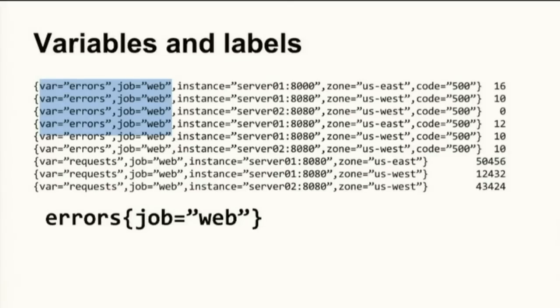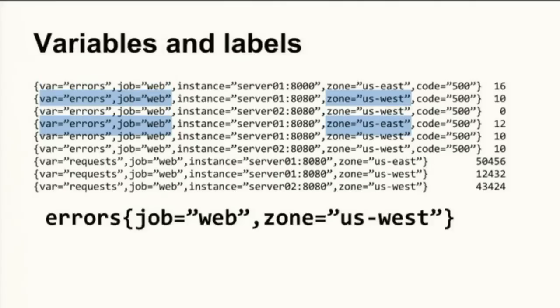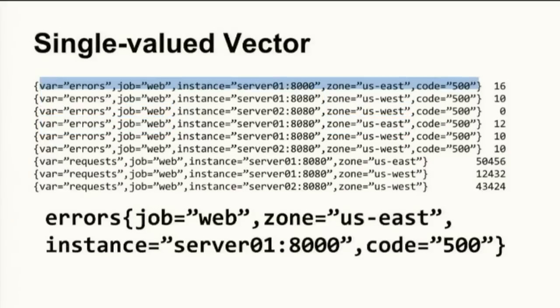But you can see how that expression matches a whole lot, so it's going to return a vector of time series that match. The job web zone US West is going to match three of them. Pay no attention to the fact that the overlap is all wrong. But again, it's returning a vector, in this case three time series, because those are the time series that match that vector expression. If we specify all the labels, we're going to match a single expression. Sorry, if we're precise enough to match a single expression, then we'll return a single element vector.